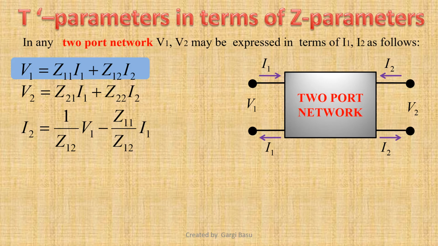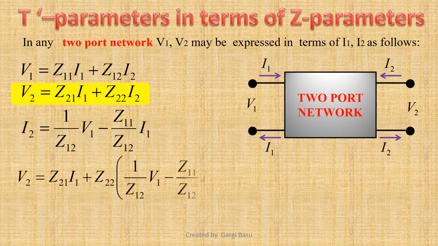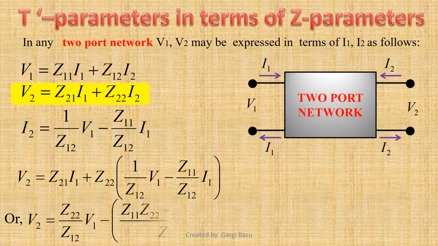Using this expression in equation number 2, we can write V2 equals Z21 times I1 plus Z22 into 1 upon Z12 times V1 minus Z11 by Z12 times I1. Rearranging this equation, we can write V2 equals Z22 by Z12 times V1 minus Z11 Z22 minus Z12 Z21 divided by Z12 times I1.